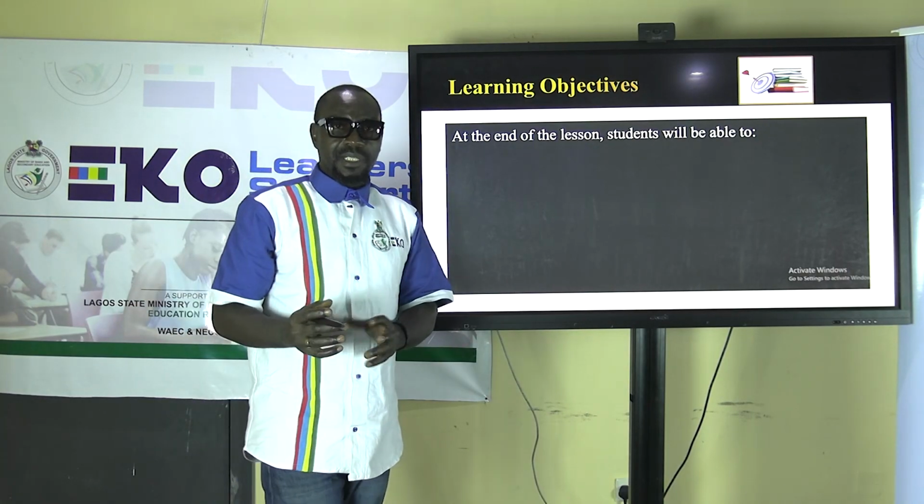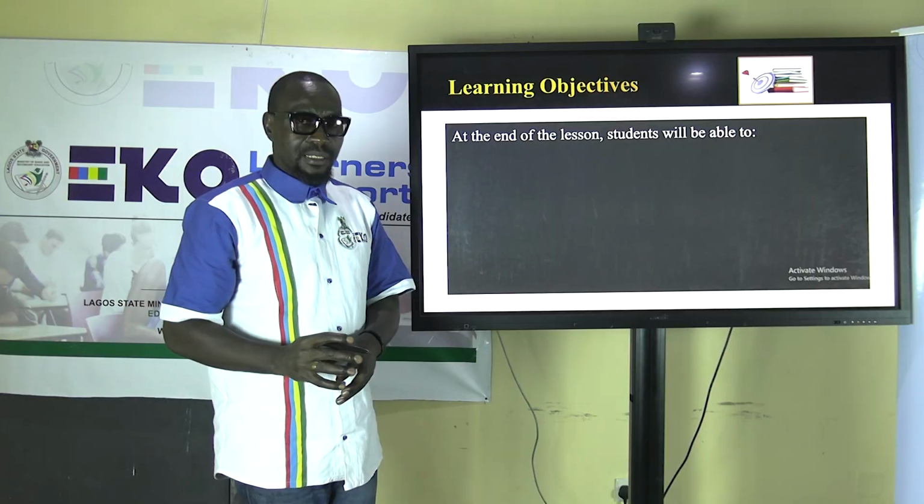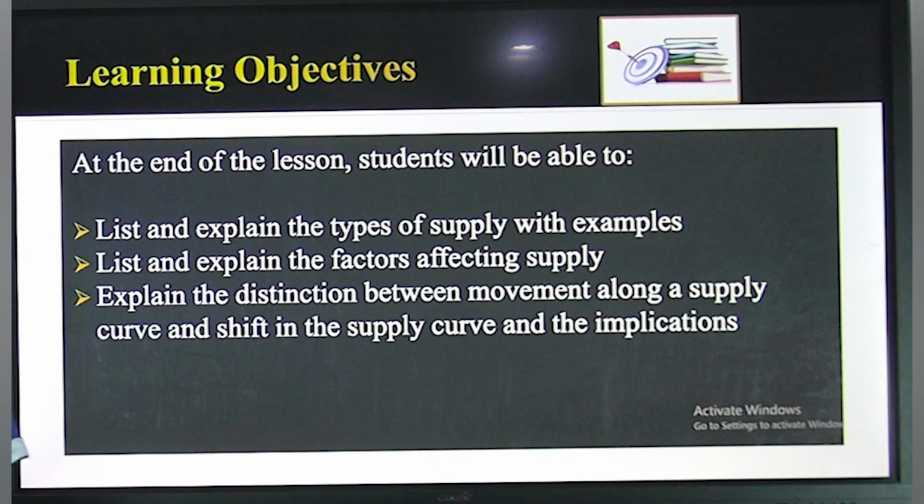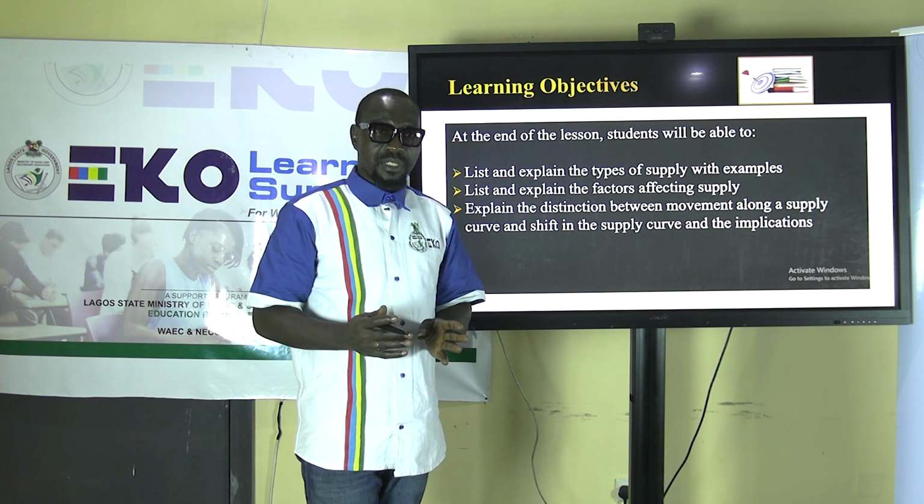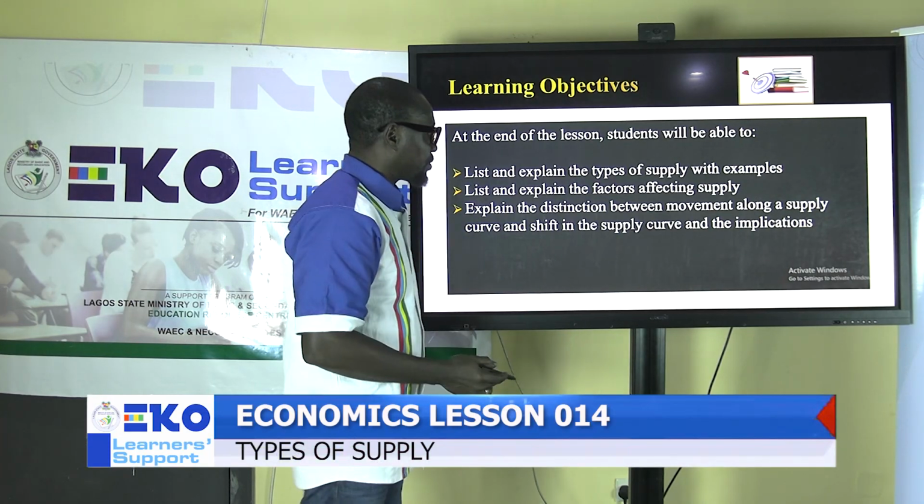The lesson objectives include that at the end of this lesson, you will be able to first list and also explain the types of supply with examples. You'll be able to list or identify and explain the factors affecting supply, and then you'll be able to explain the distinction between a movement along a particular supply curve and a shift in supply or shift in supply curve.